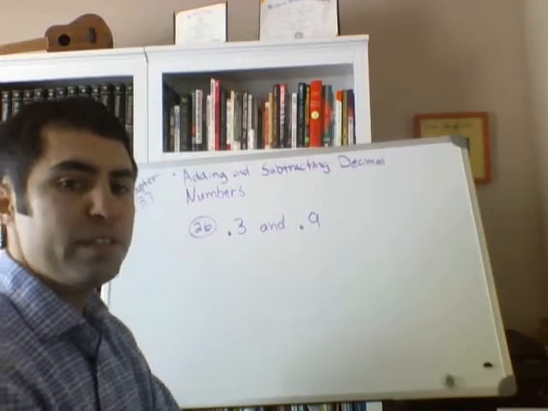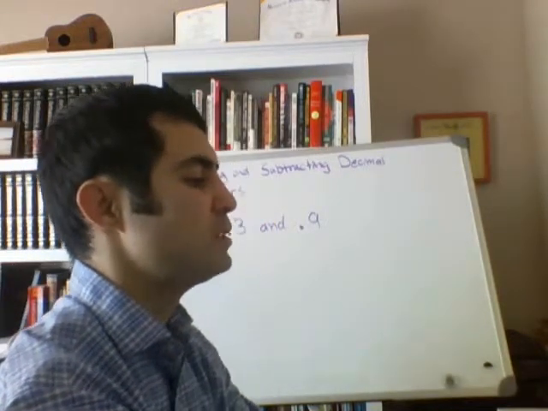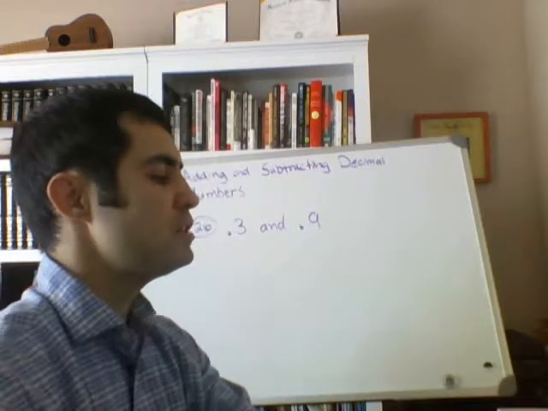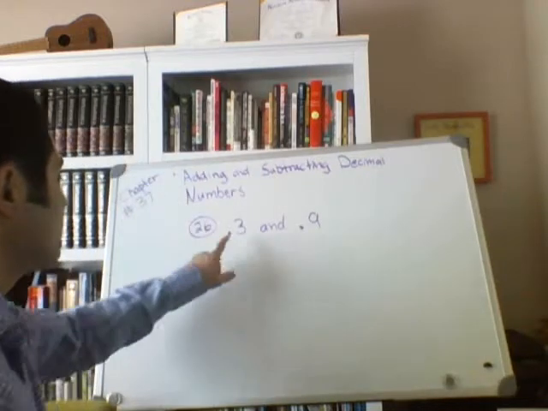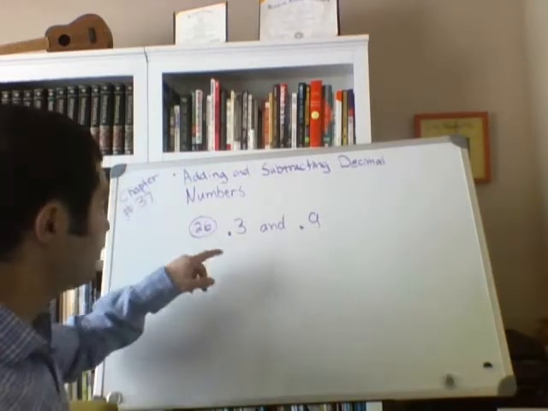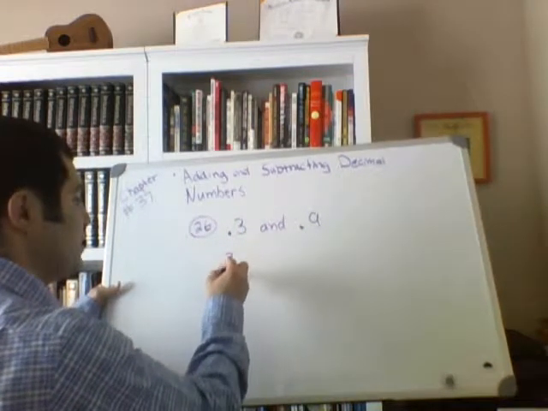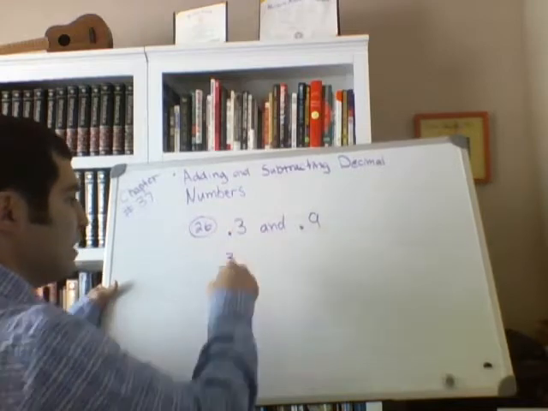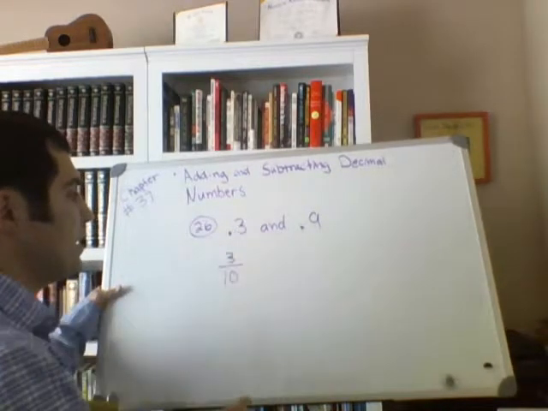Okay, for number 26 it says take 0.3 and 0.9 and write them as fractions. Multiply the fractions and then change it back to a decimal number. Alright, so let's take 0.3. This is 3/10. The reason why I know it's 3 is because there's a 3 there. The reason why I know that 10 goes on the bottom is because 3 is in the 10th spot, because the 10th spot is directly to the right of the decimal point.